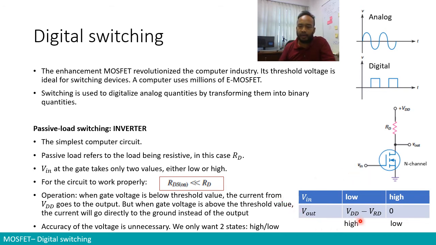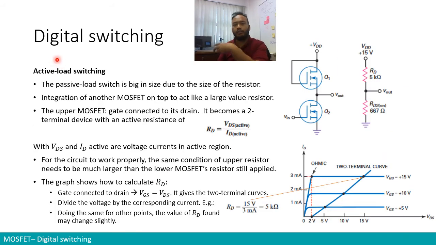If we talk about the level of voltage at this moment of time, when we do digital switching, as I mentioned just now, the accuracy of the voltage is not necessary. All right, what we want to do is just switching on and switching off to only have two different states, either high or low. The passive load switching that we have seen just now has several problems that can be overcome by what we call active load switching.